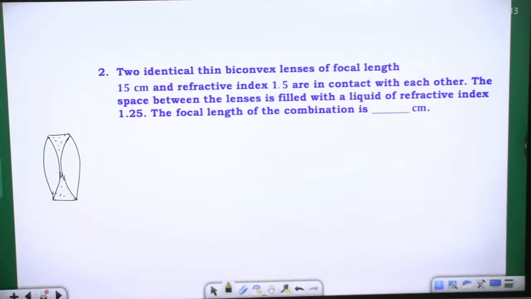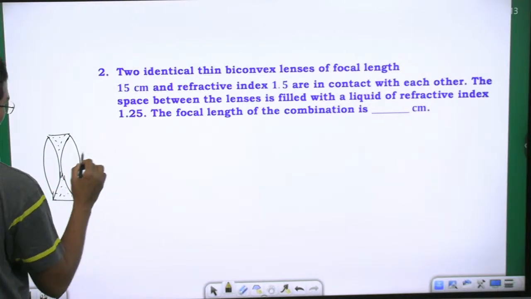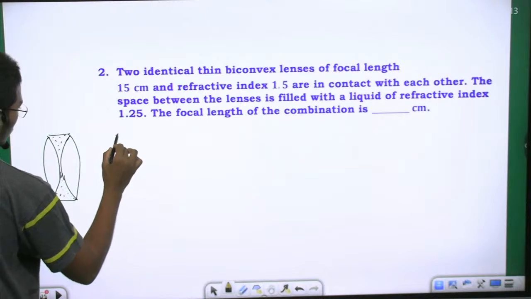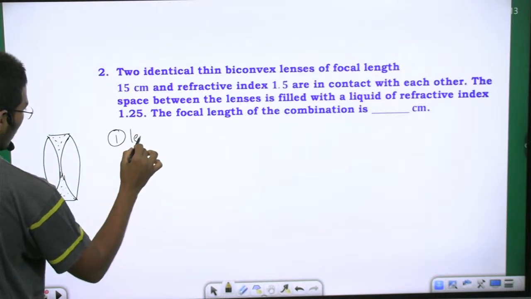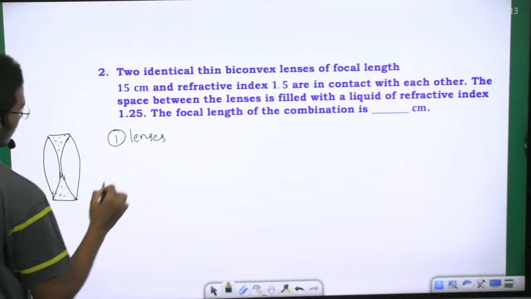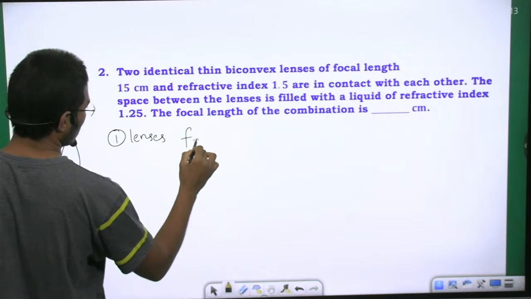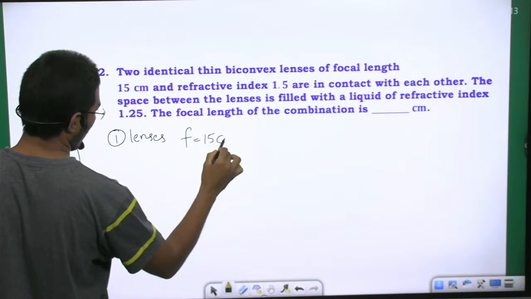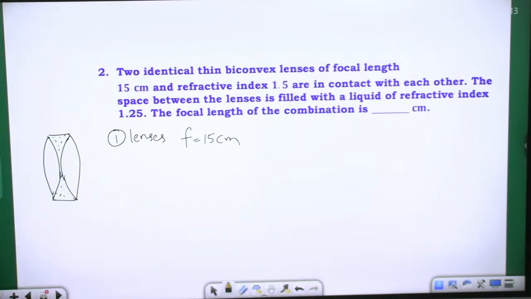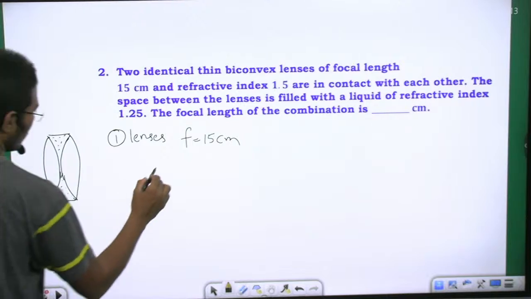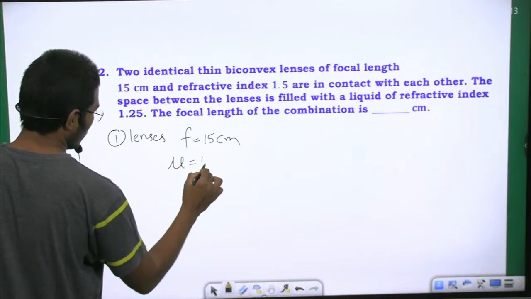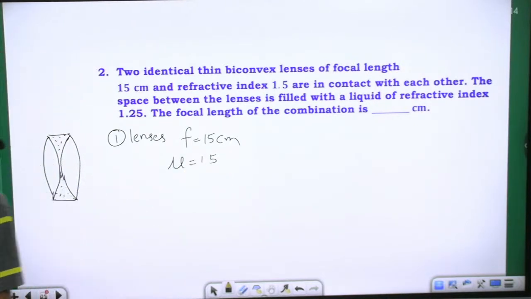Two identical thin biconvex lenses of focal length 15 centimeter. So first we are trying to talk about lenses. F is equal to 15 centimeter and refractive index mu is equal to 1.5. They are in contact with each other.